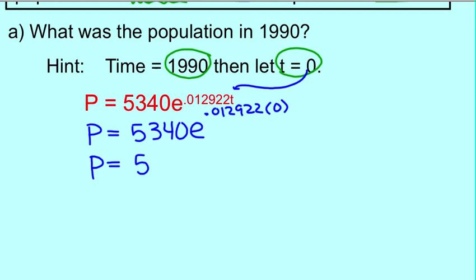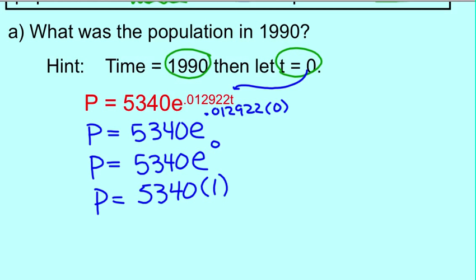Multiply that exponent values together, and you get 0. Now if you remember, anything raised to the 0 power in an exponent is 1. Now multiply those two numbers together, and we get 5,340. And that's what the equation gives us.